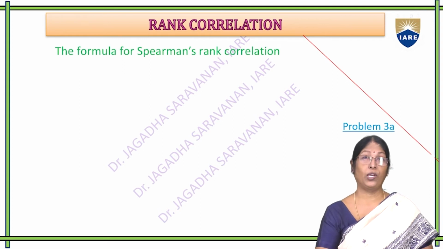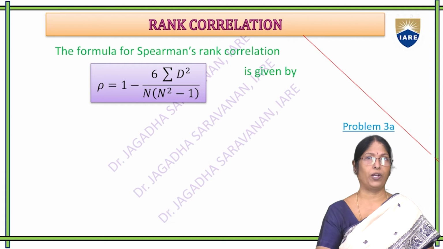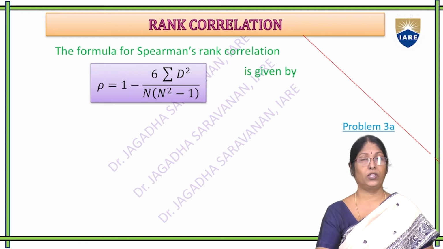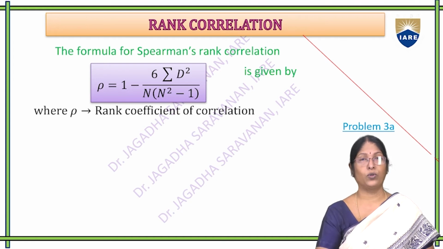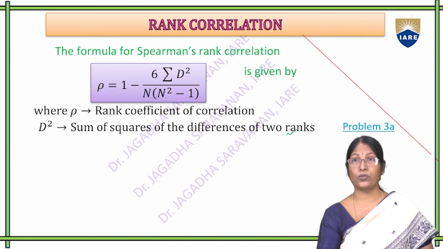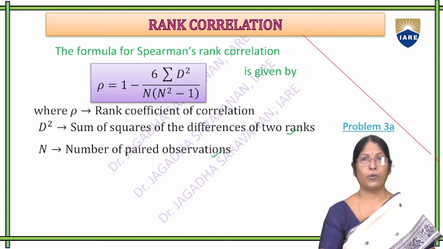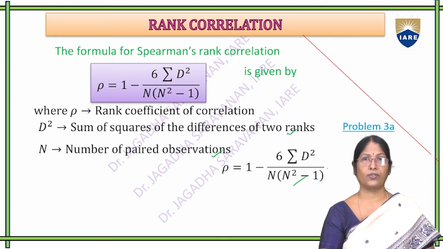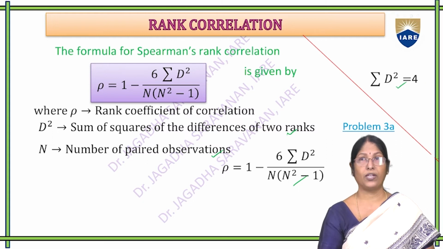Yeah, we can see it now. What is the value we obtained? Summation D square equal to 4. That we are going to substitute in the rank correlation formula. The formula for Spearman's rank correlation is given by rho equal to 1 minus 6 summation D square divided by n of n square minus 1. Compulsorily we have to write the symbols and their meaning: rho is the rank coefficient of correlation, D square is the sum of the squares of the differences of 2 ranks, and capital N is the number of paired data. This is the formula once again, and summation D square equal to 4 is the value we obtained from the table we constructed.